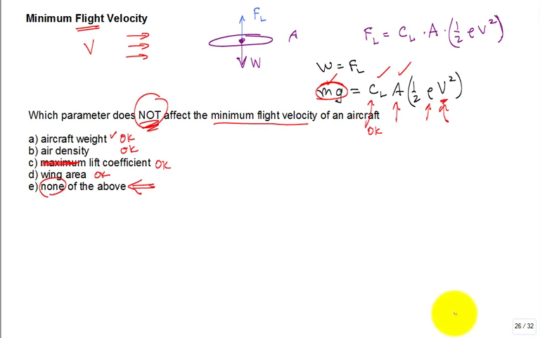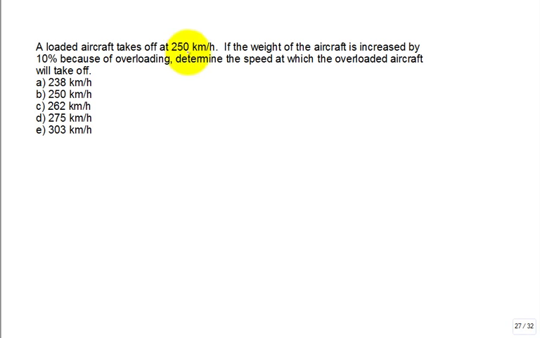True? A loaded aircraft takes off at 250 kilometers per hour. What did they just tell me? They told me the lift speed. That's 250,000 meters per 3,600 seconds. If the weight of the aircraft is increased by 10% because of overloading, determine the speed at which the overloaded aircraft will take off. So the normally loaded aircraft takes off at that speed. What about an overloaded aircraft? Do you think it's going to take off at greater than 250 kilometers per hour, or less, or equal? If you overload the aircraft, it's going to have to be going faster down the runway before you take off, right?